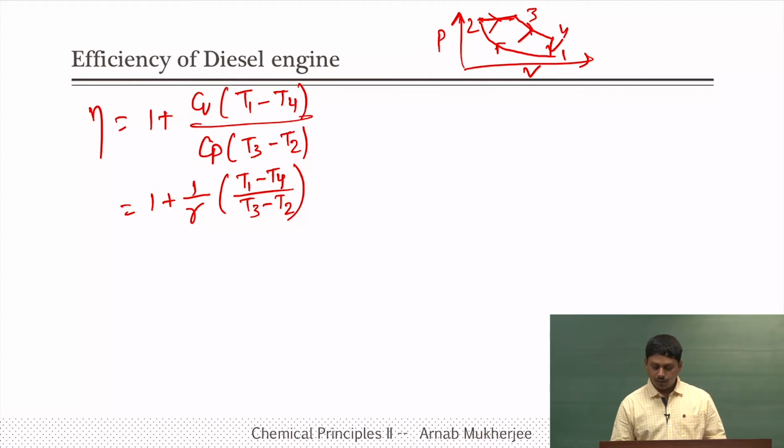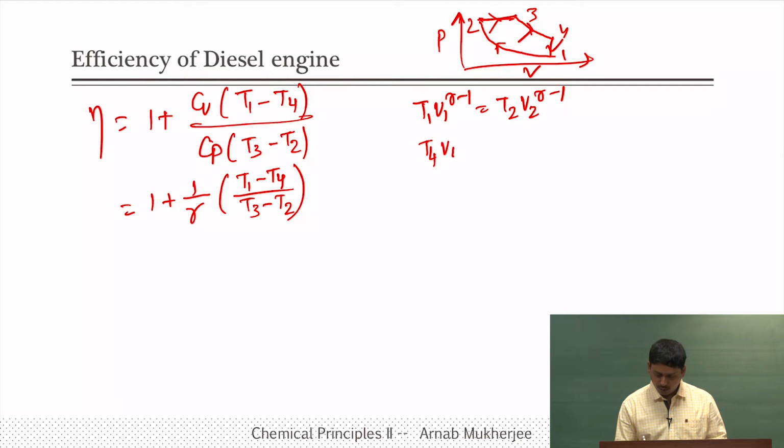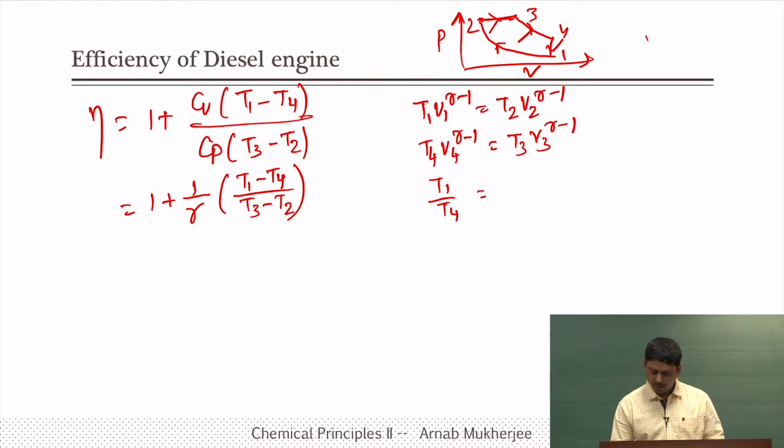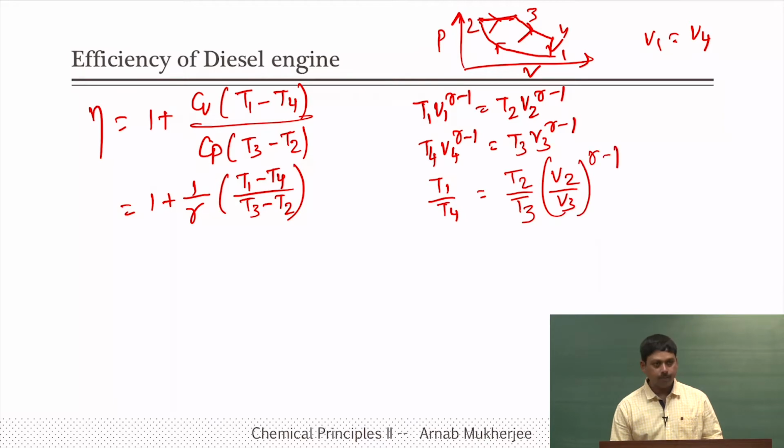Now, let us write the relation. The first relation that I will write is between the adiabatic steps. So, T1 V1 to the power gamma minus 1 is T2 V2 to the power gamma minus 1. Similarly, T4 V4 to the power gamma minus 1 is T3 V3 to the power gamma minus 1. Take the ratio T1 by T4, and we know that V1 equals V4, right, because it is a constant volume process. However, the volumes of 2 and 3 are not the same. So, here we are going to get T2 by T3 times (V2 by V3) to the power gamma minus 1.